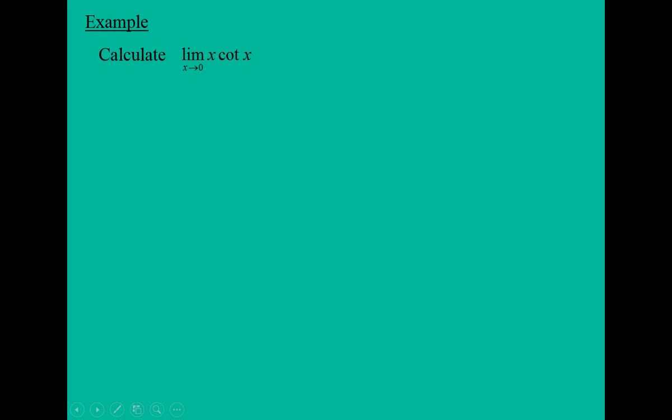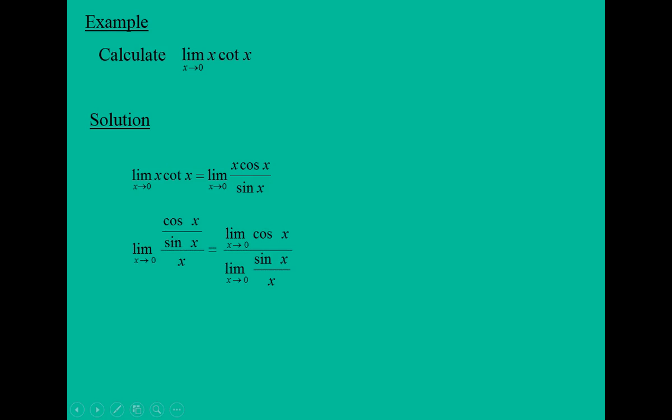Calculate the limit of x times the cotangent of x as x approaches 0. Let's rewrite cotangent in terms of sine and cosine. Now we could rewrite this as the cosine of x divided by the sine of x, divided by x.